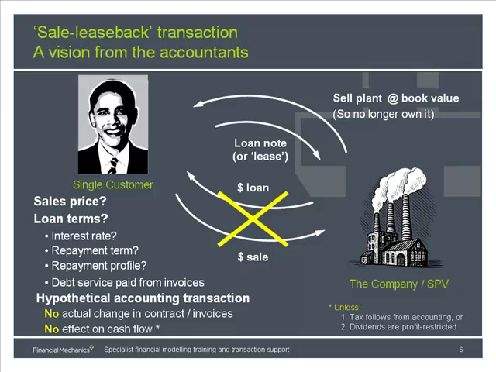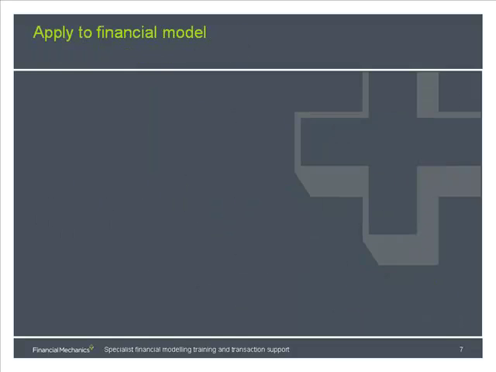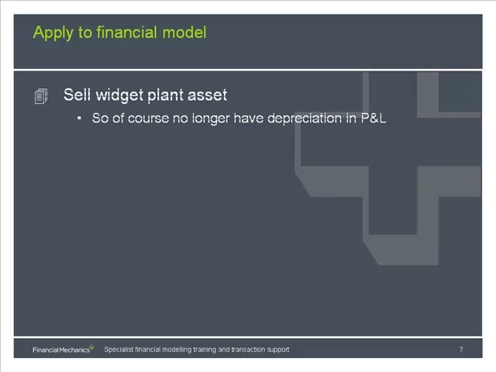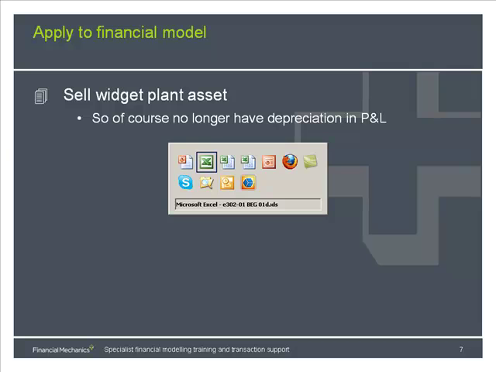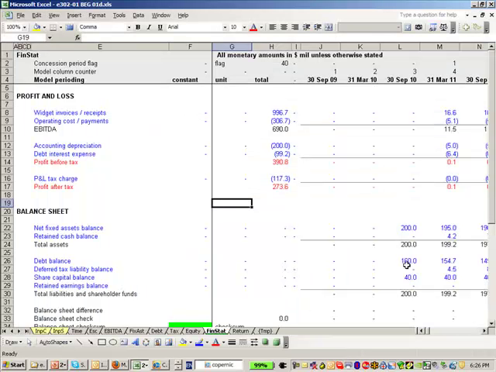And it's going to underpin how we're going to shift from a fixed asset based set of financial statements to a financial asset based setup. So I'm going to hop into the financial model and take one step at a time here. We're going to start by simply selling the widget plant. Of course we'll no longer have depreciation in the P&L, and we'll no longer have that asset on the balance sheet. So let's flip over to a very simple financial model and have a look at what we've got.